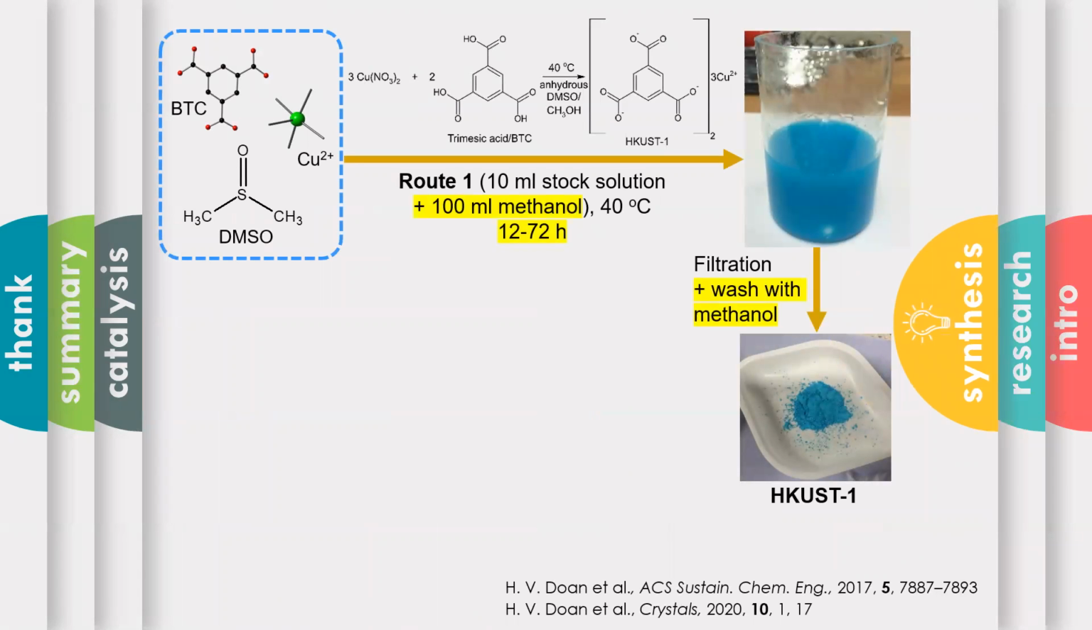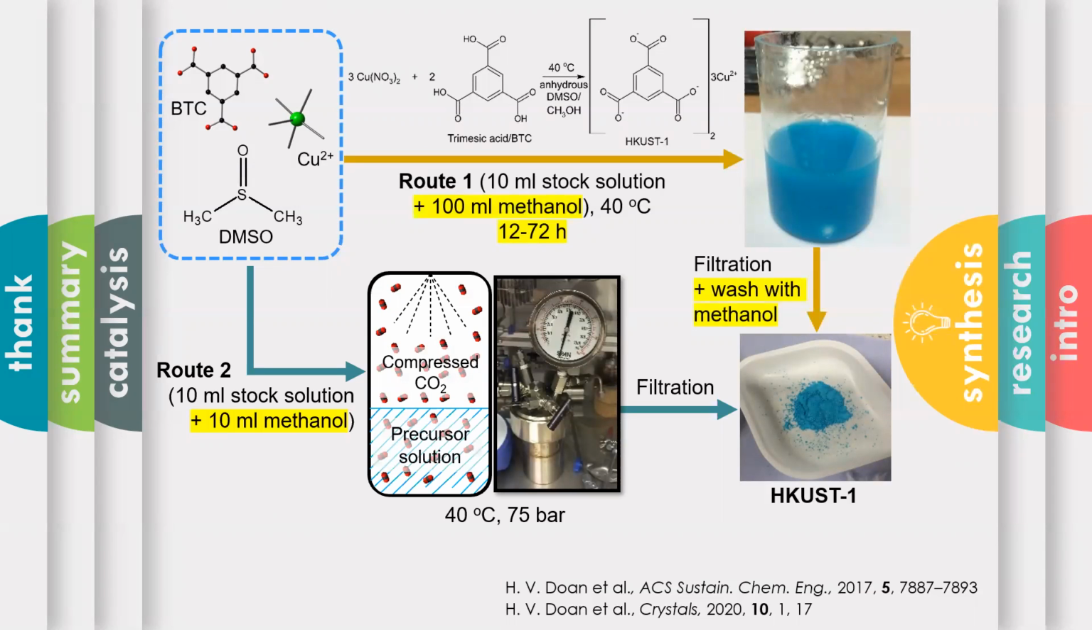Here we took HKUST-1 MOF as an example. In the conventional synthesis of HKUST-1, copper ions and trimesic acid were mixed in dimethylformamide to make a stock solution. After that, a copious amount of methanol was added and left for at least 12 hours. Then the solution is filtered and rapidly washed with methanol to remove the excess solvent in the pores before drying to obtain the solid MOF.